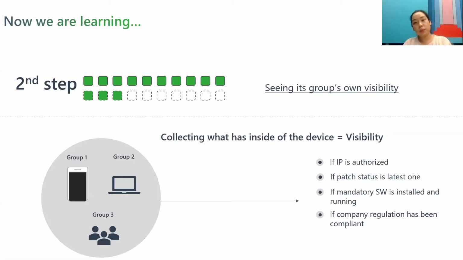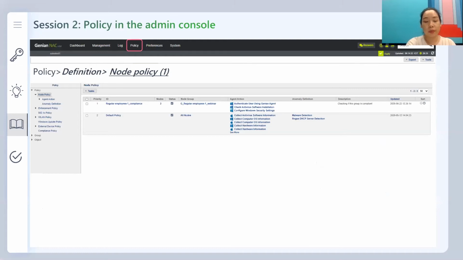Once you set the policy in the node policy menu, you are finally able to check if the device's IP is authorized, if the device's patch status is the latest one, and if the device has installed the mandatory software and it is successfully running. And also you can find out if the device has met the company compliance, I mean the regulation. So let's start how to create this kind of policy in the node policy.